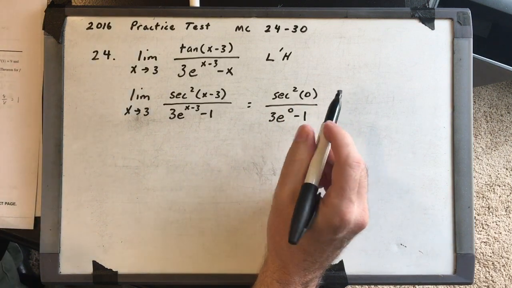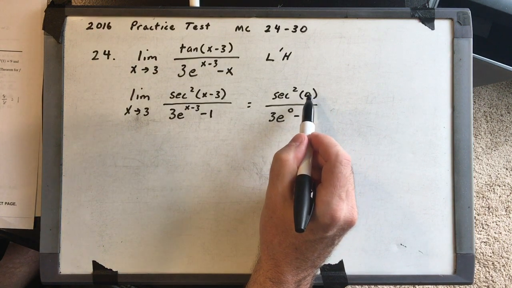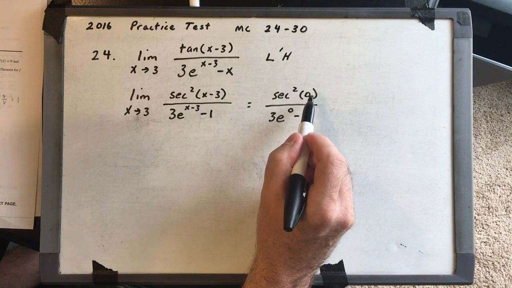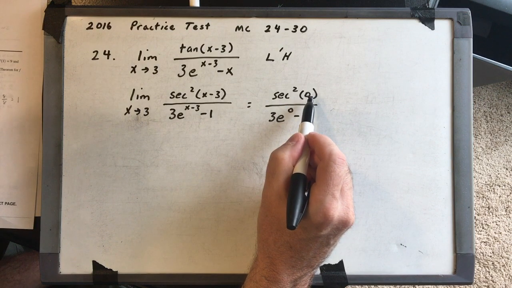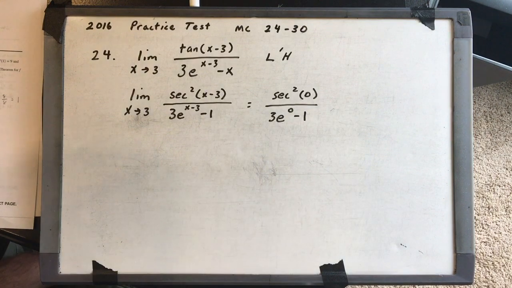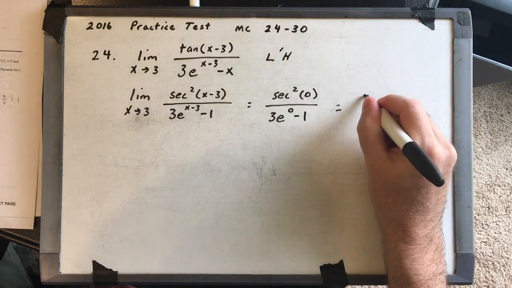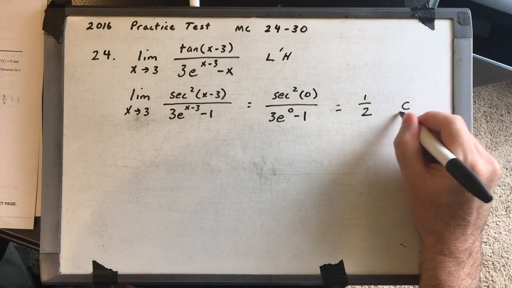So what is secant squared of 0? Well, remember secant goes with cosine. Cosine of 0 is 1. Make sure during the test you have your unit circle out ready to go. Cosine of 0 is 1, so flip that. Secant of 0 would also be 1. E to the 0 is 1, so 3 minus 1 is 2. So the answer is 1/2, which is option C.